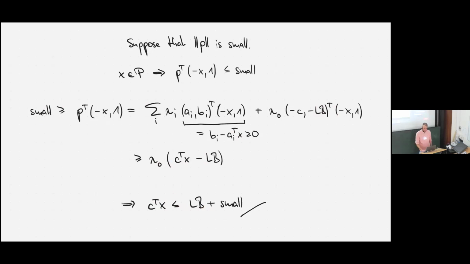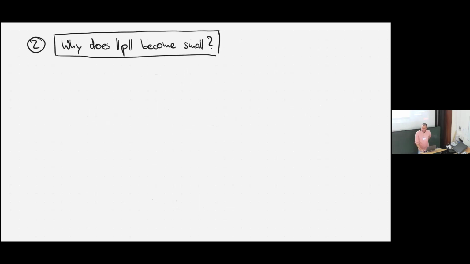Good. Now it's good that if you're in the situation that this norm of P is small. So how do we achieve this? Why will it happen that the norm of P is small with our choices? That's also easy. Why does the norm of P become small? Recall that our point X star looks like this.